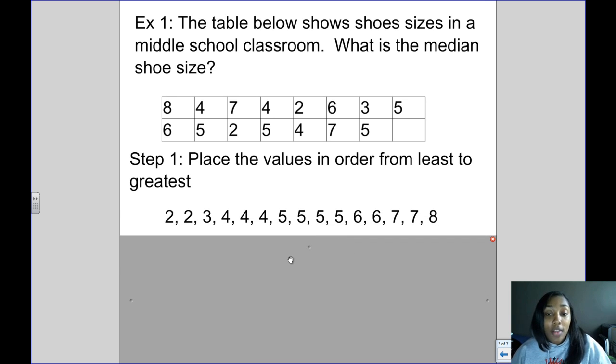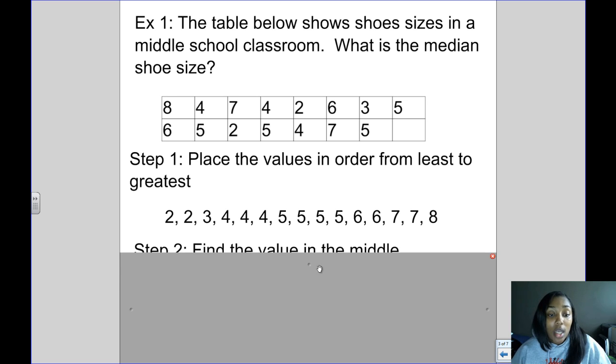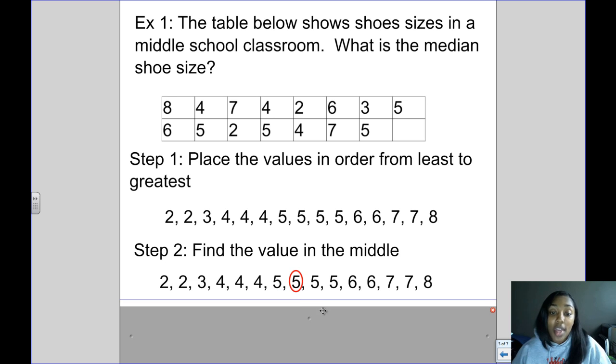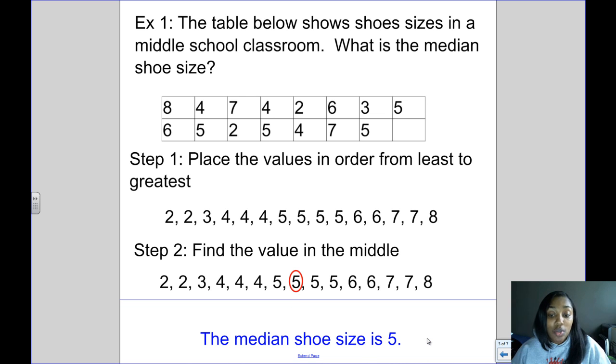Once we've placed all the values in order from least to greatest, the second step is to find the value in the middle. And one way that students find the value in the middle is they cross off as they go. So they cross one on this end, one on this end, and they keep crossing numbers on either end until they get to the middle. So we'll see here that the middle value is the number 5. So that means the median shoe size is a 5. That means half the values are lower than 5, and the other half are higher than 5.